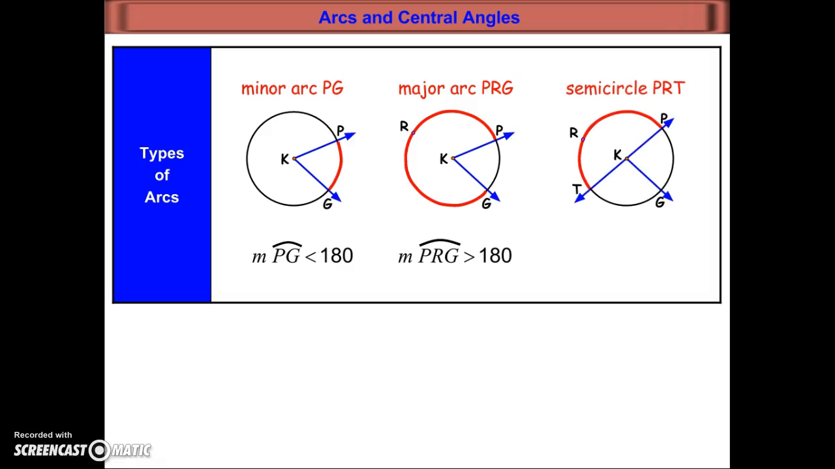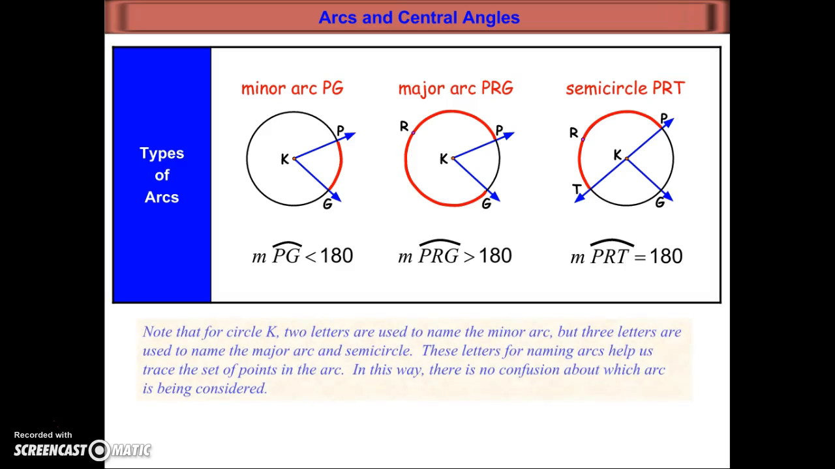And our semicircle is considered a major arc, so we have three letters. Again, a starting point, P, a directional point, go in the direction of R, and an ending point, T. So the measure of arc PRT is 180 degrees. Note that for circle K, two letters are used to name the minor arc, but three letters are used to name the major arc and semicircle. These letters for naming arcs help us trace the set of points in the arc, and this way there is no confusion about which arc is being considered.